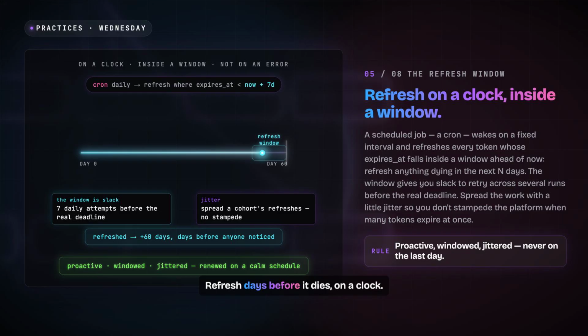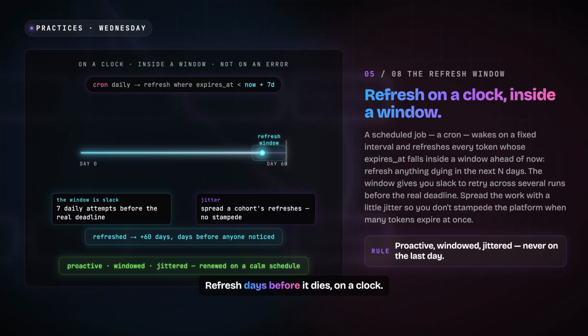First, the window is not the deadline. It's slack. By refreshing 7 days early, you get 7 daily attempts before the token actually dies. If the platform is down today, you try again tomorrow, and you've still got 5 days of runway. A single failed refresh is a non-event, not a crisis.